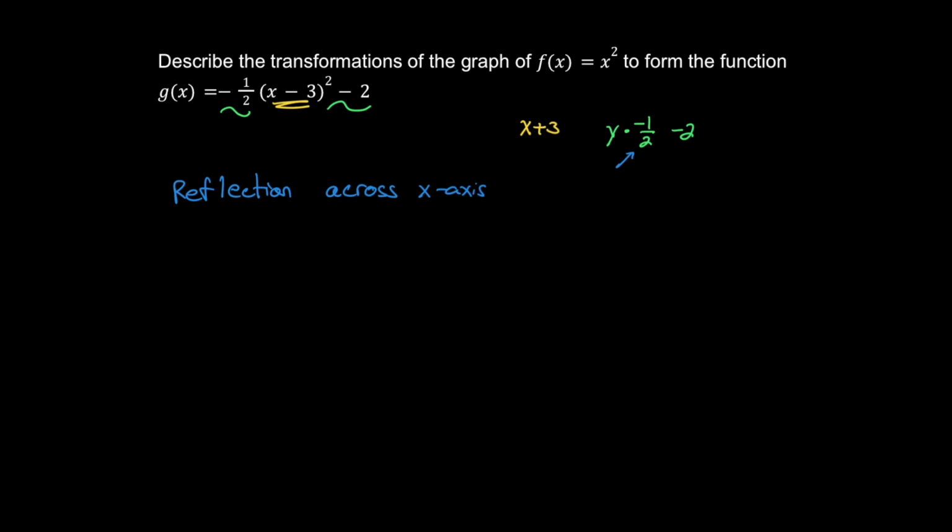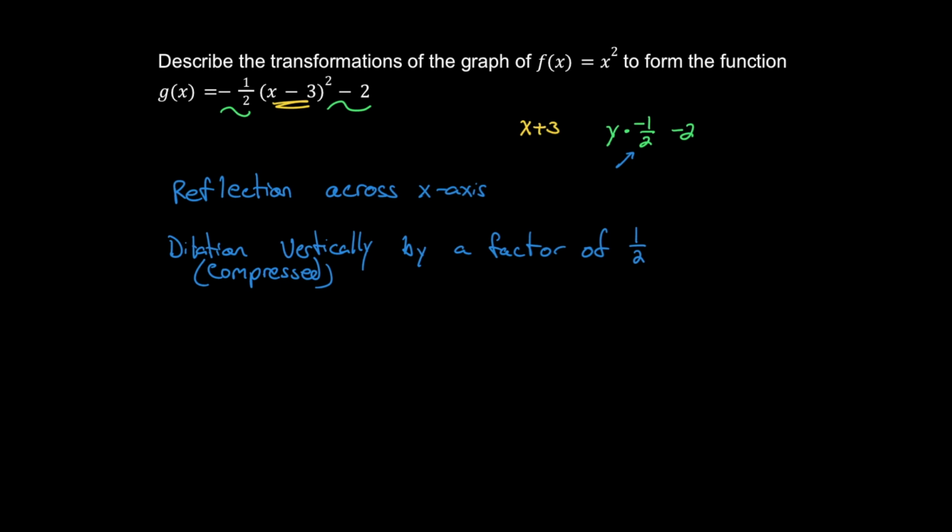And now we are also multiplying by the 1/2 as well, so that creates a dilation, which will be vertical. This specific dilation will be a compression, because the factor that we're multiplying by is a factor of 1/2. So we have a vertical dilation, or vertically compressed, by a factor of 1/2.